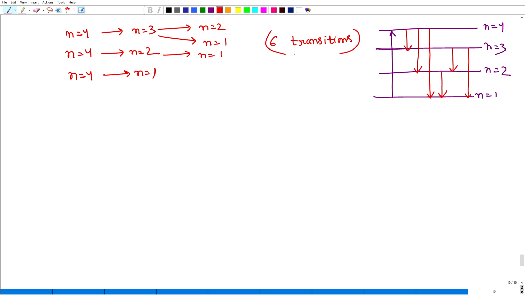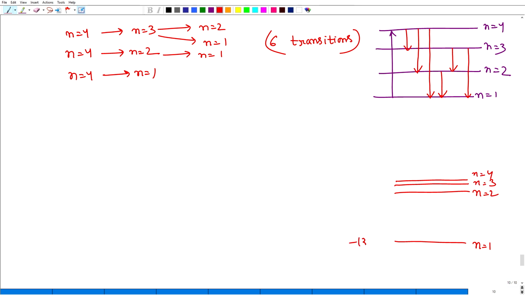Okay, so now we have to find the longest wavelength. The longest wavelength means the transition corresponding to the shortest energy gap. So we have to find the shortest energy gap here. We know that for the hydrogen atom, the energy gap is highest at the start, and as n is increasing the energy gap is decreasing. So this picture essentially looks like this one.